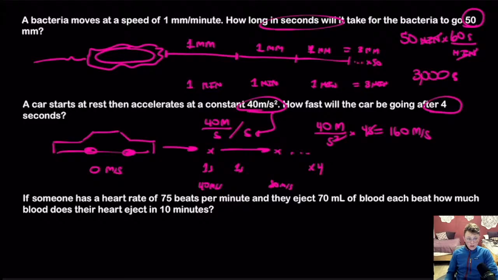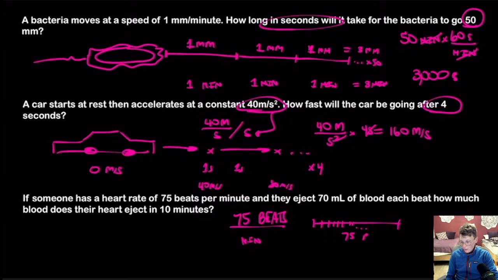Okay, so now let's go and look at the last one. So this one here says, if someone has a heart rate of 75 beats per minute, there's your rate, right? So what we know is that we get 75 beats, and that is going to be in a minute. So if I was to look at a minute, I could chunk this into 75 pieces.